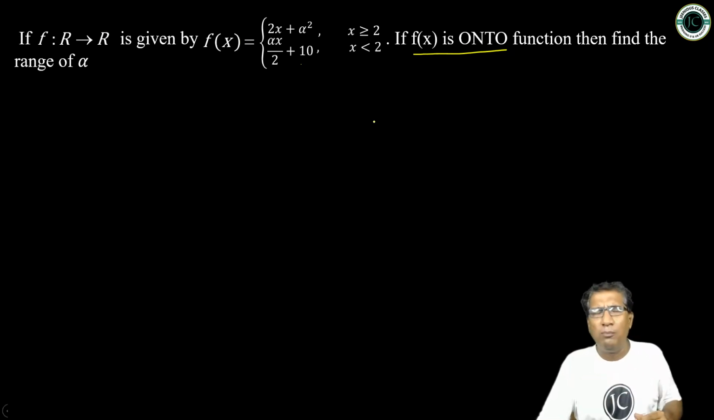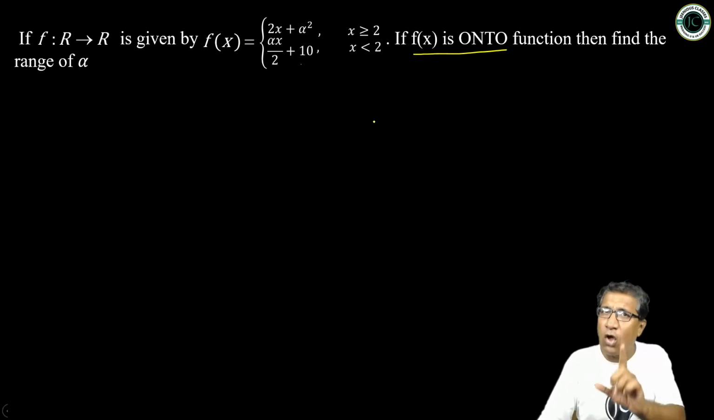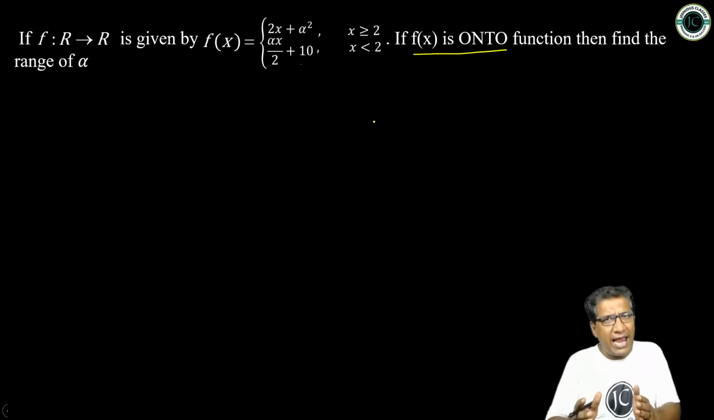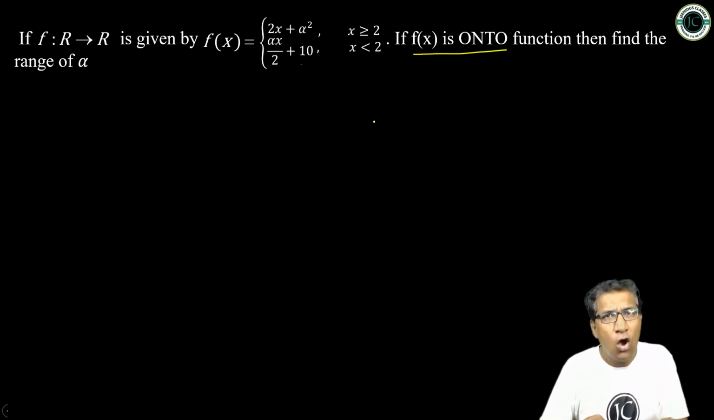This kind of problem is always better if we solve it graphically. Because the moment we can draw the graph of the given function, we can easily check the conditions for which the function will be an onto one.